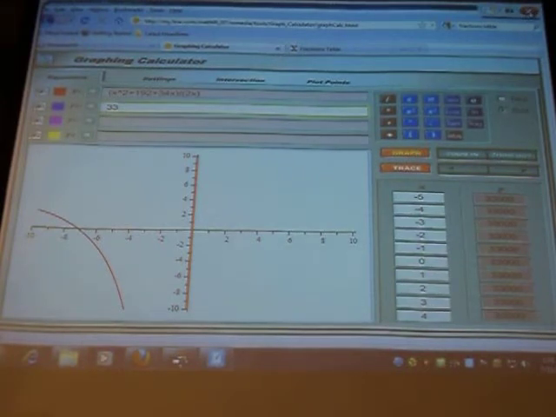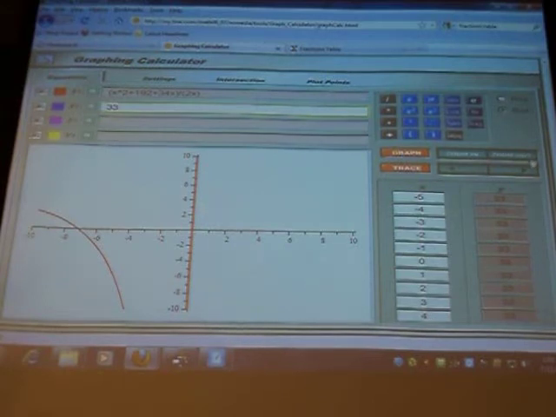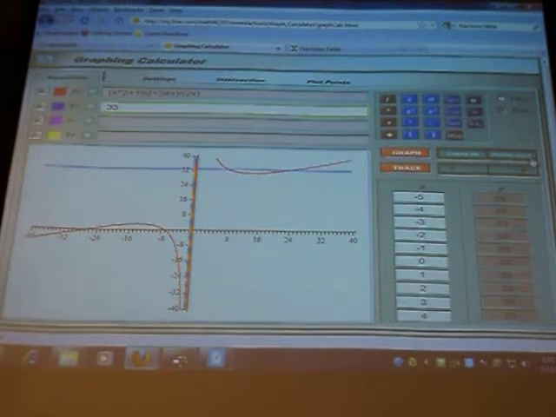Which is 33, not 33,000. Okay, now I'm still not going to see it. I want to zoom out a couple times. There it is. Here's your horizontal line. Well, that's not a horizontal asymptote. That's just the horizontal line for 33.